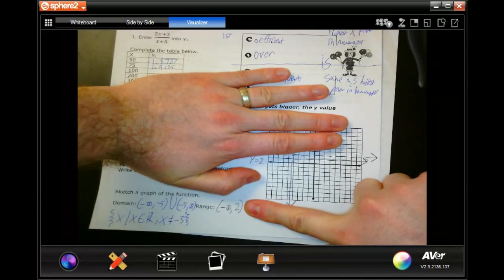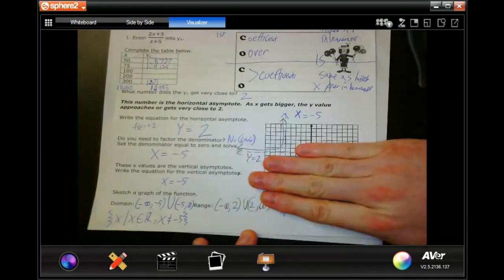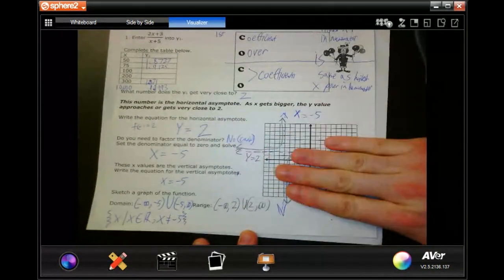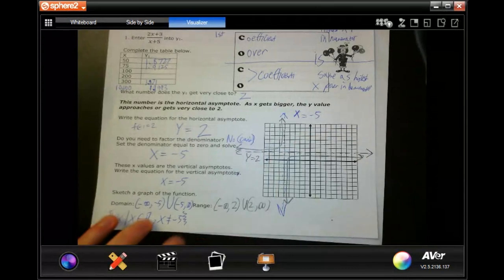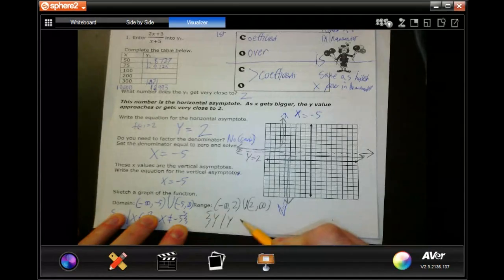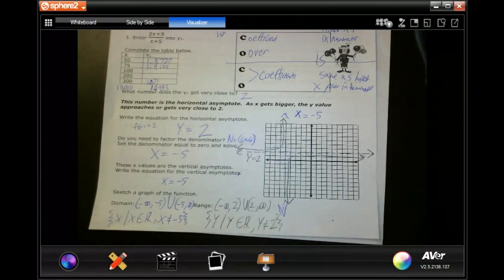Negative infinity to 2, not included. Then you take the topmost piece, because you go from bottom to top in range, and then you do 2 to infinity for that. And then the set notation, the set of all y such that y is an element of the real numbers. Y does not equal 2. Sweet. Yeah. Be careful. Y doesn't equal 2. Don't get a point off of that. Range is y.